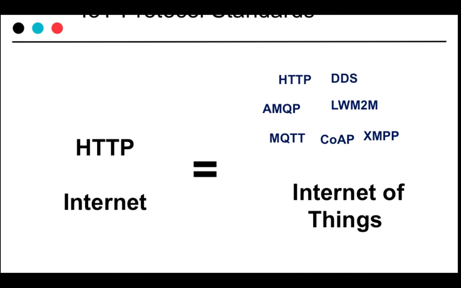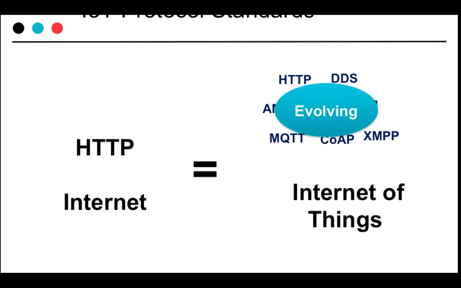But in the Internet of Things, we have a problem. There are many standards. There is no one standard. There is CoAP, there is DDS, there is MQTT, there is LWM2M, XMPP, and whatnot. And this is still evolving. And which one do you choose? How do you pick the right one? Is it interoperable? That's another challenge that you will face when you're looking at the Internet of Things.